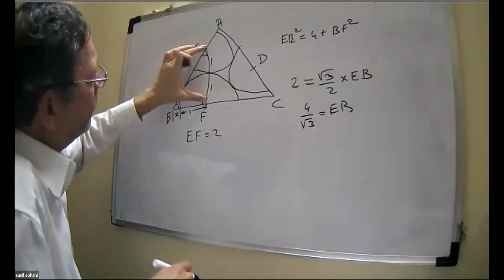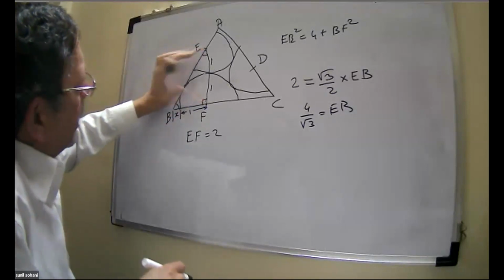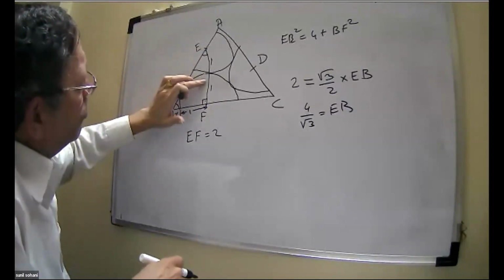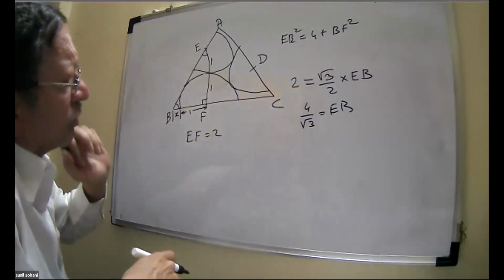And side opposite to 60, which is 2. Your voice is very low. Can you repeat it? The 60-degree opposite side is EF, which is 2, and the side opposite to 60 is root 3 upon 2 times the hypotenuse. This is what I have written here in the formula.